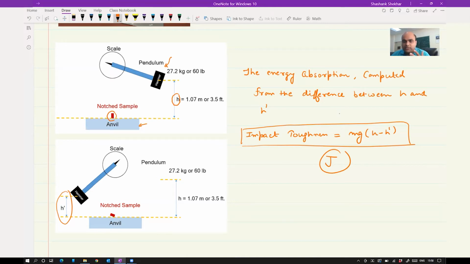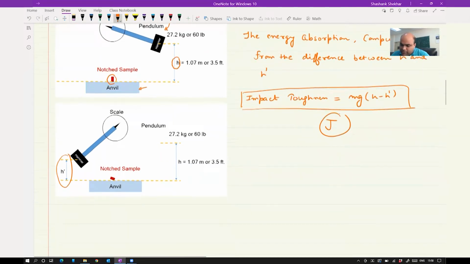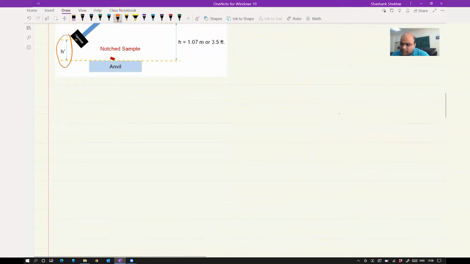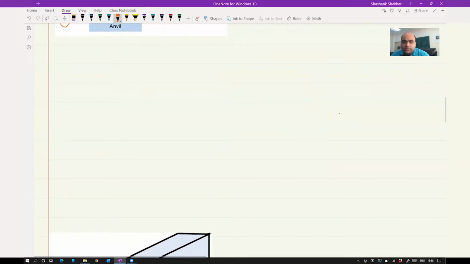Okay, so some of the energy has been given to the sample for deformation, and if it is completely brittle, for fracture. Okay, so this is how we perform the impact testing. Now, what are the different tests? So this is a general concept of performing an impact test.